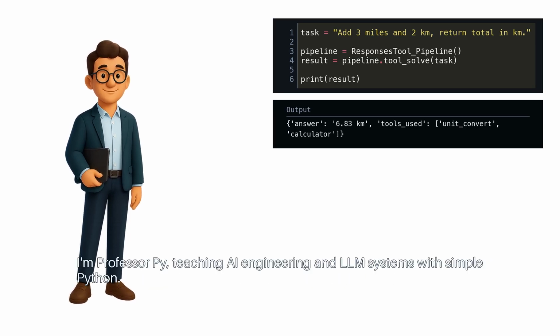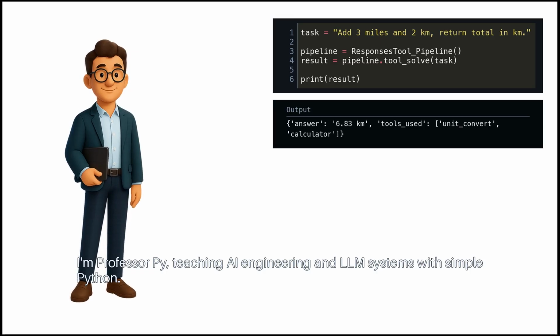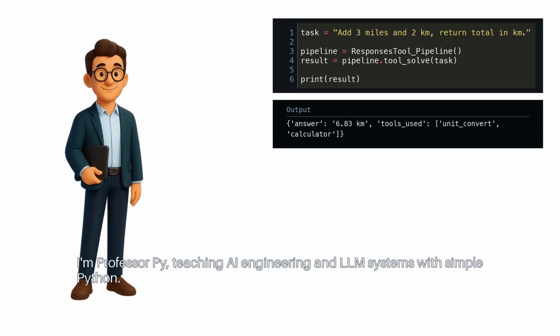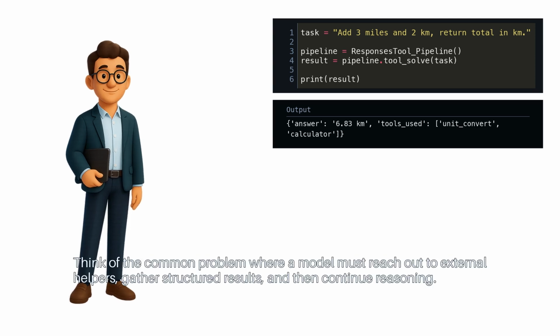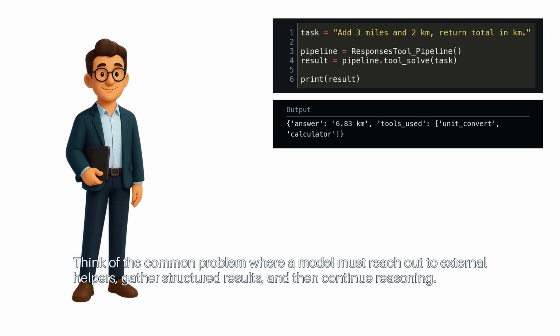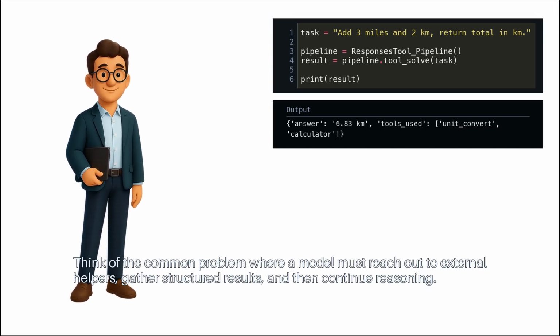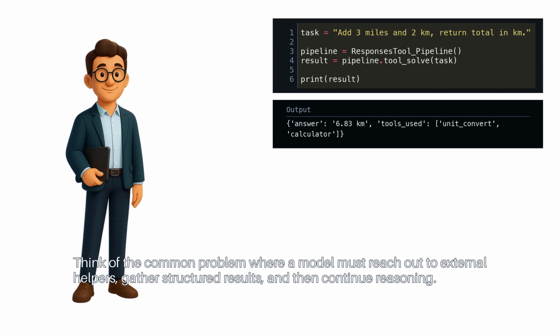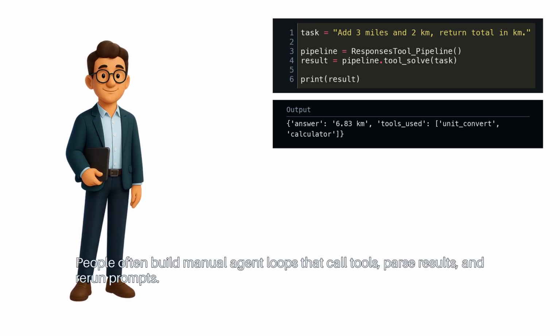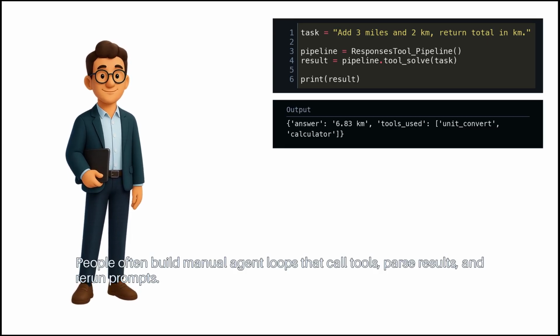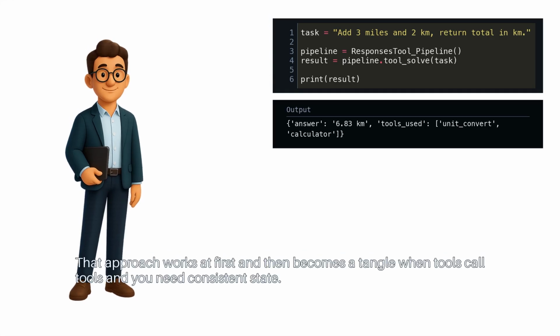I'm Professor Pi, teaching AI engineering and LLM systems with simple Python. Think of the common problem where a model must reach out to external helpers, gather structured results, and then continue reasoning. People often build manual agent loops that call tools, parse results, and rerun prompts. That approach works at first, and then becomes a tangle when tools call tools, and you need consistent state.